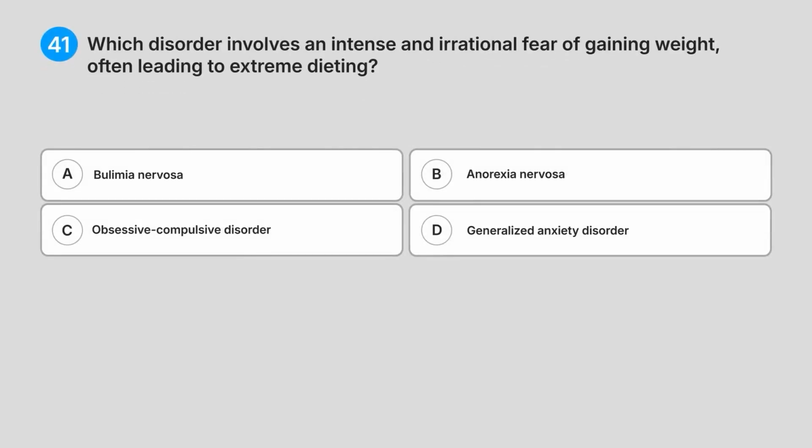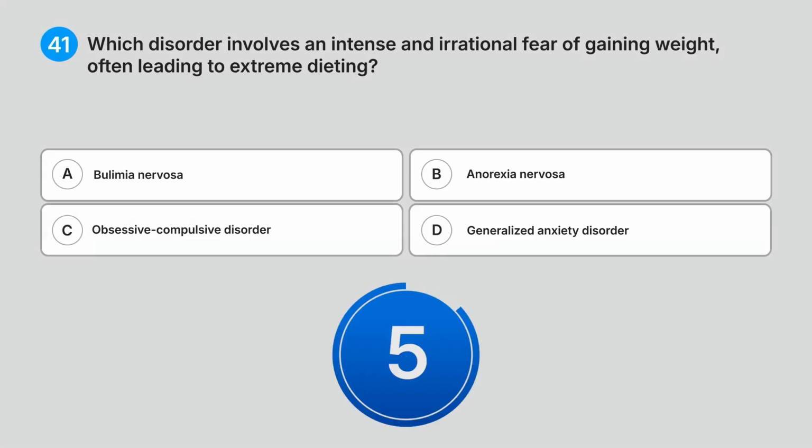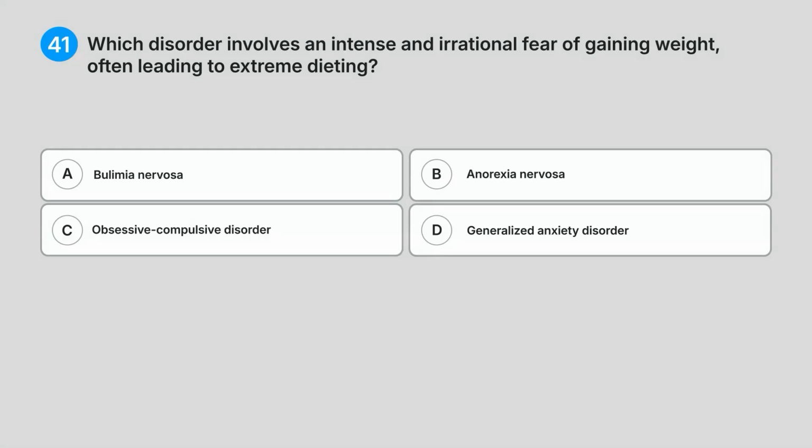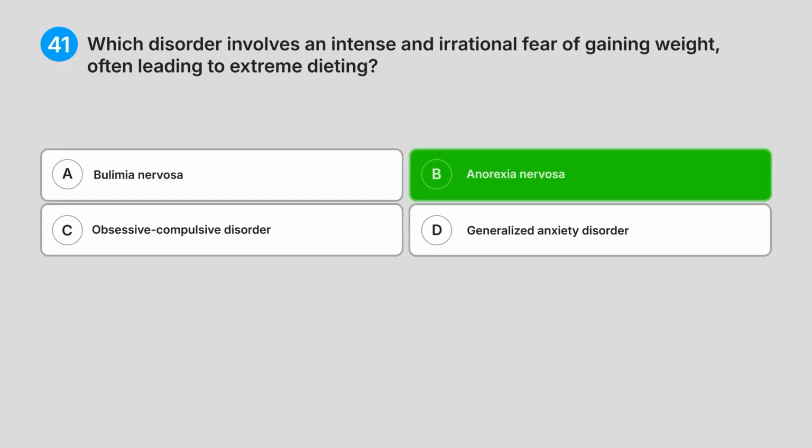41. Which disorder involves an intense and irrational fear of gaining weight, often leading to extreme dieting? A. Bulimia nervosa. B. Anorexia nervosa. C. Obsessive compulsive disorder. D. Generalized anxiety disorder. What do you think is the answer? Correct answer, B. Anorexia nervosa.